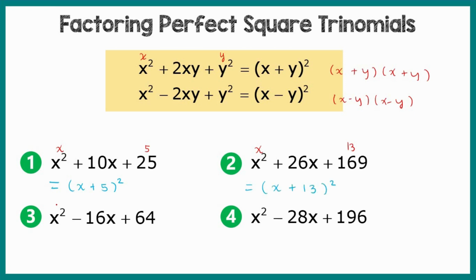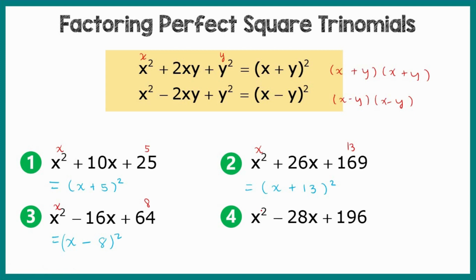Now for the third one, again, get the square root of this. The square root of that is x, and the square root of this is 8. So the factored form would be x minus 8 quantity squared. Again, take note of the symbol here, that's minus, so you will also take minus in the factored form.